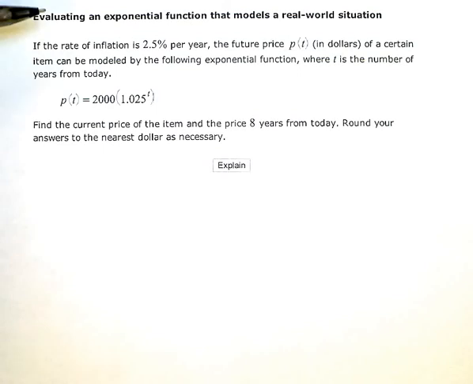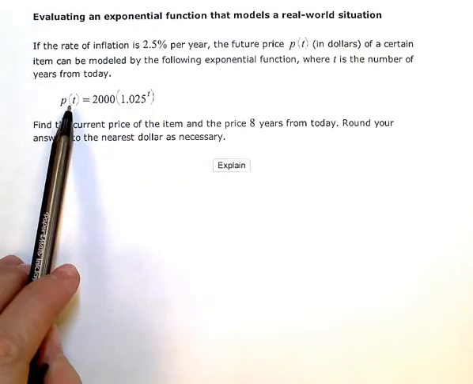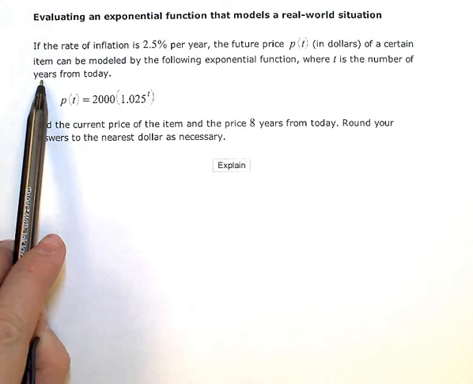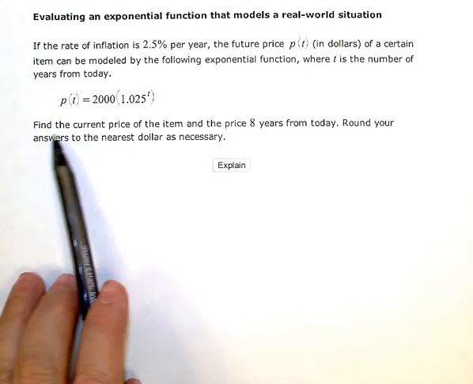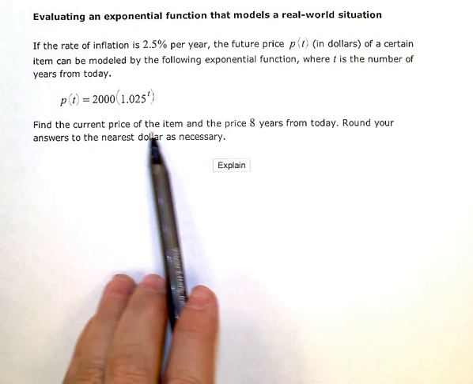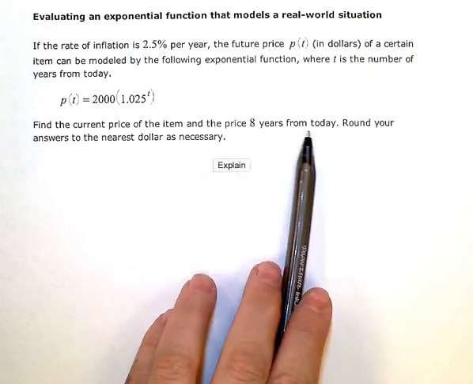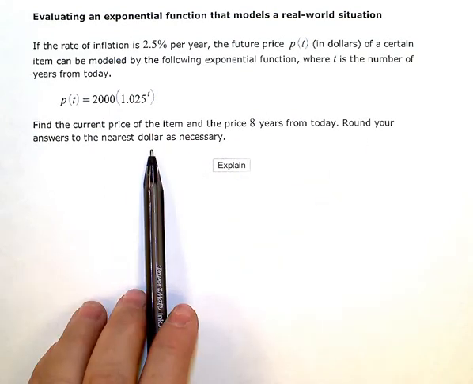Evaluating an exponential function that models a real-world situation. If the rate of inflation is 2.5% per year, the future price, P of t, in dollars, of a certain item can be modeled by the following exponential function, where t is the number of years from today. So t they're using to represent time in years, okay? Find the current price, or the P, of the item and the price 8 years from today. Round your answers to the nearest dollar as necessary.